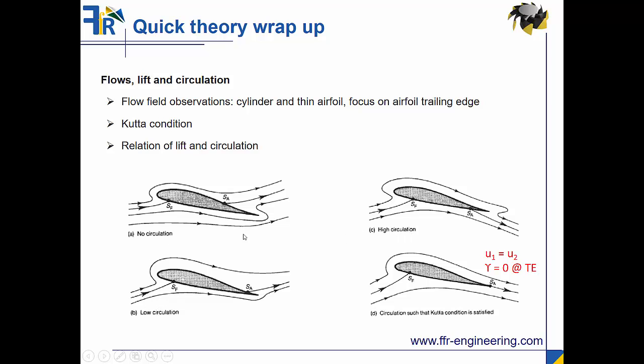So if you have no circulation, then you would have something like a circulation at the trailing edge. And this is something which is either not really physical, so you would have some vortices here or some turbulence there, or also something which you don't aim for. So you see that the separation point is actually somewhere else, not at the trailing edge.